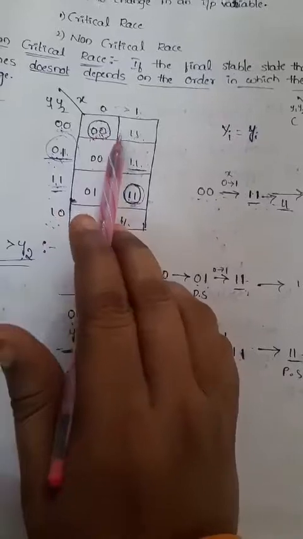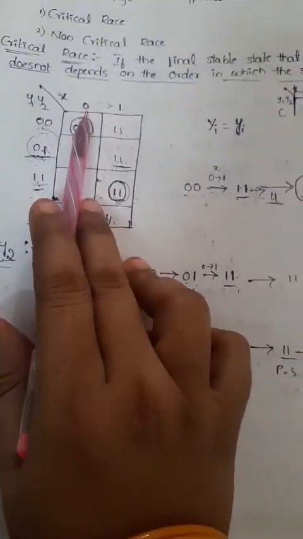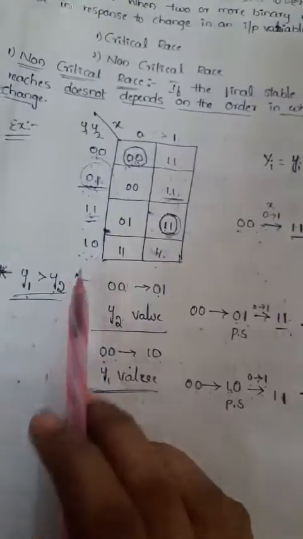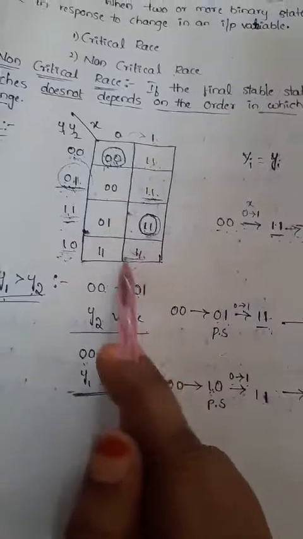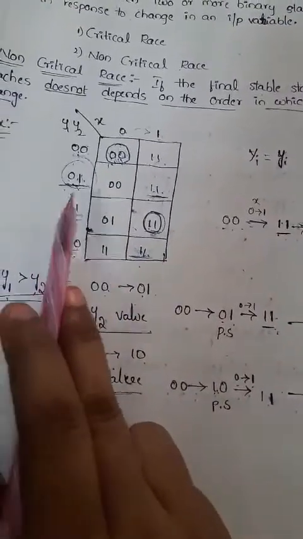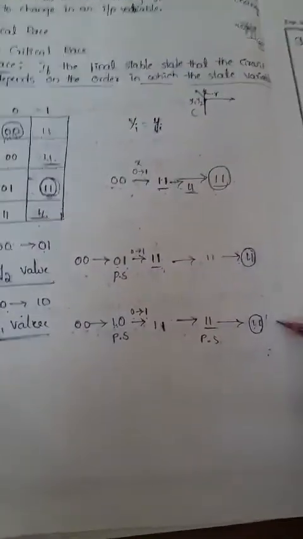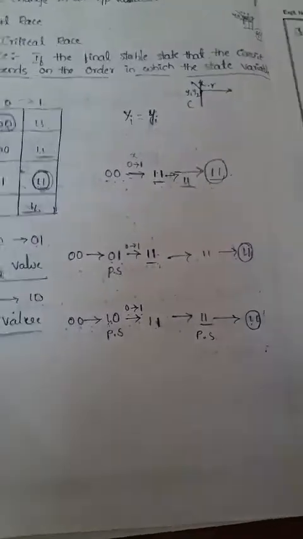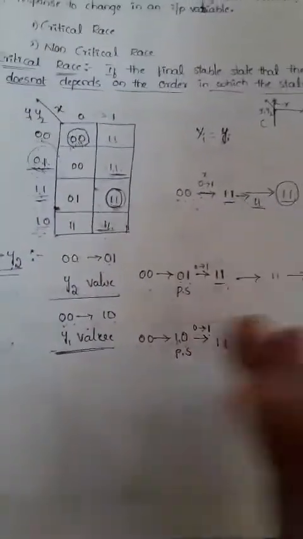Okay, so now the third case. If 0 0 changes to 1 0, that means y1 only changed first. So whenever the input is changed from 0 to 1, it will act like a present state, then we'll get the output as 1 1. After some delay element, this 1 1 will act like a present state, then we'll get the stable condition. So that means in all the cases we are getting the stable condition, that will be equal. So in that case there is no critical race, we are getting the non-critical race here.